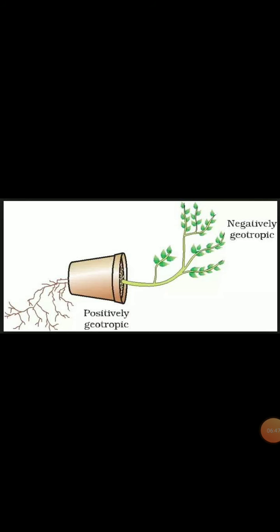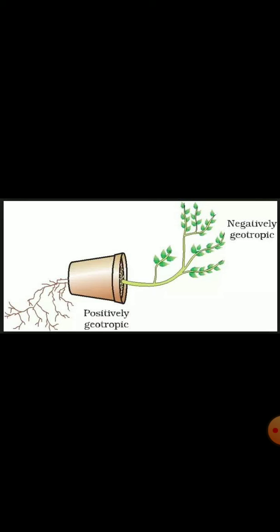You may think that if we keep a plant like this horizontally, then what happens? Then also the roots will go down only. You can see in the figure, roots will show positively geotropic movement. Even if we keep it horizontal, the roots will not grow horizontally. In this situation also, the roots will show positive geotropic movement as it goes downwards only. So the roots will be positively geotropic.